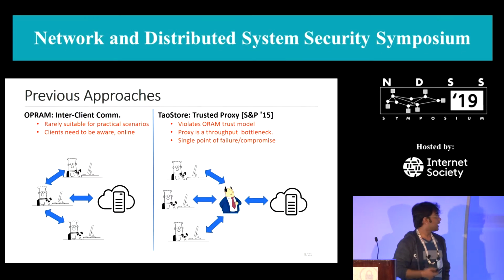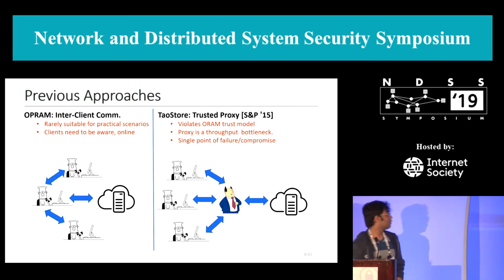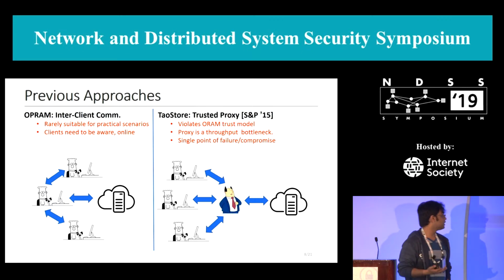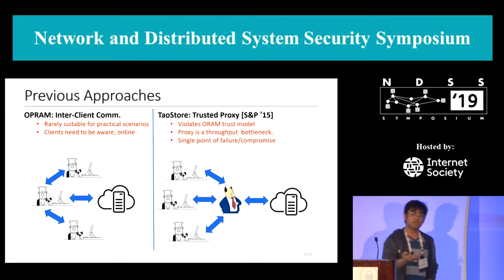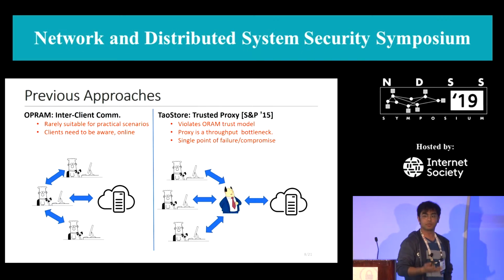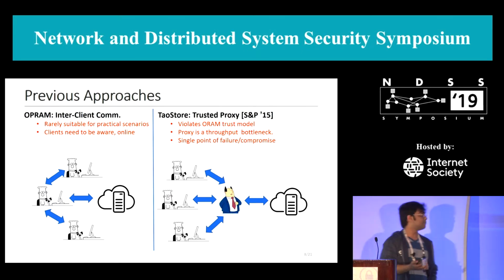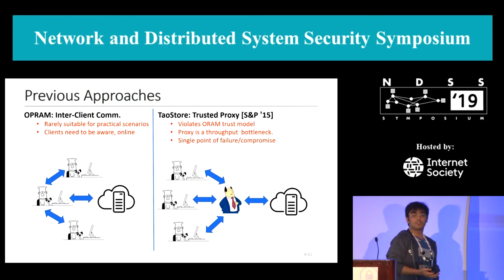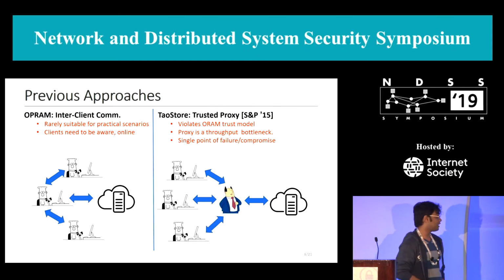Now, to get over this, there are two previous approaches. One is called an Oblivious Parallel RAM, or OPRAM, and the assumption in OPRAMs is that clients can coordinate and communicate with each other, and you can get over the security and the consistency problems. But the disadvantage here is, of course, that inter-client communication is rarely suitable for practical scenarios. Clients need to be aware and online, and this is not really possible in normal cloud deployment scenarios.